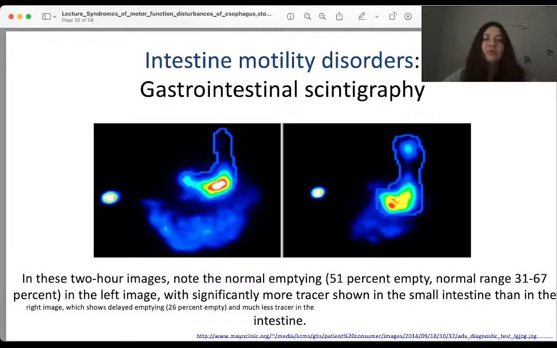For diagnosing intestinal motility disorders, we can use GI scintigraphy, like in this example. In this two-hour image, the first image is before two hours, the second after. This is normal emptying, like 31% empty. The normal range is from 31 to 67%. The left image shows significantly more tracer in the small intestine, while the right image shows delayed emptying. On the second image, it is 26% empty and much less tracer in the intestine.